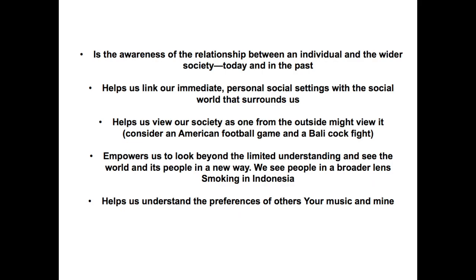It helps us see our society as one from an outside might see it. Let me give you an example. In Indonesia, I traveled one evening to a village out from the city, and they were in great excitement. They were having a cockfight, and everybody was just very excited.